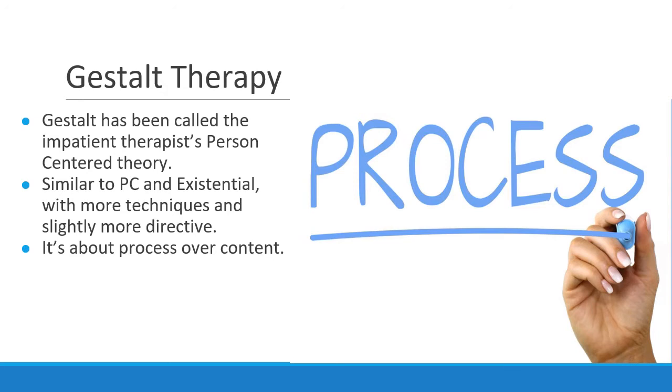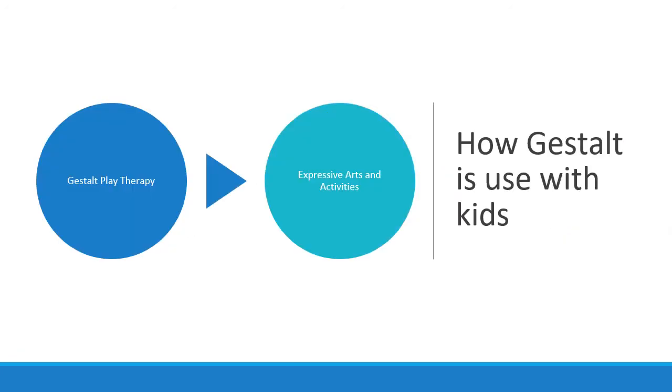It's very dynamic, whereas person-centered is more reflective. It's all about the process. Similar to person-centered and existential, it just has slightly more techniques, and it can be a little bit more directive at times. It's all about the process over the content. All right, so we've got Gestalt play therapy, which is a thing, and then we also have expressive arts activity. Those are both ways that we can use Gestalt with kids.